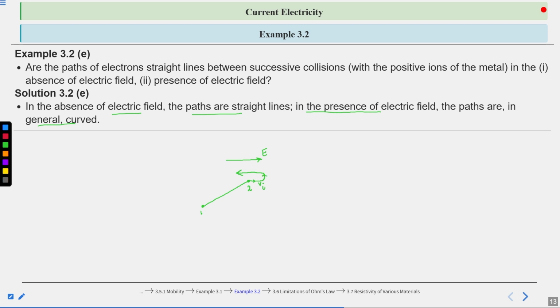Random velocity is in the direction of the electric field, but after some time of collision, the force due to the electric field starts deviating the path of the electron, and it will perform a curved path and try to move in the direction opposite to the electric field. So in the presence of an electric field, the path is generally curved, but in the absence of an electric field, the path is a straight line, because that type of motion is due only to thermal conditions, not due to any external force.